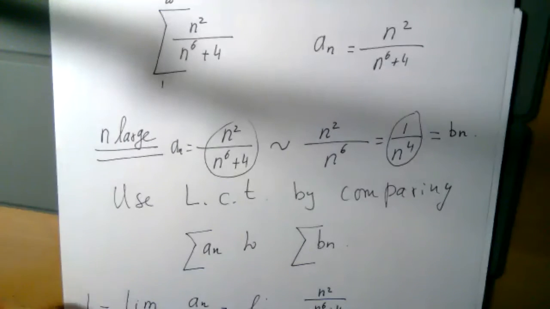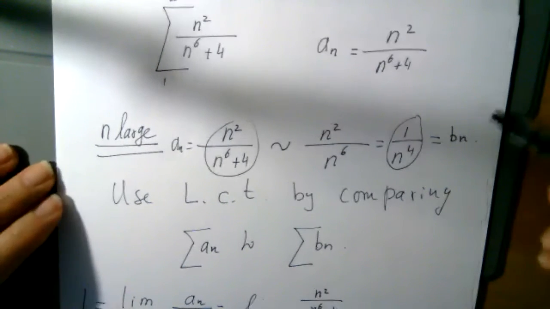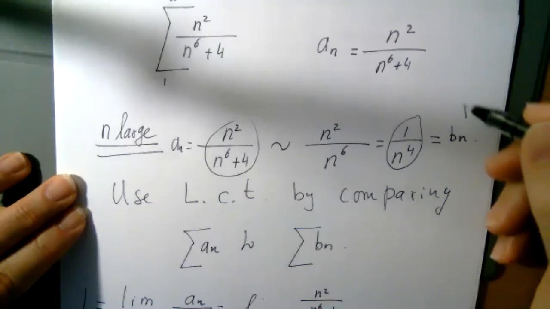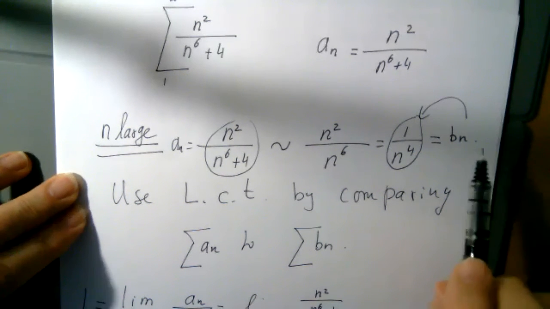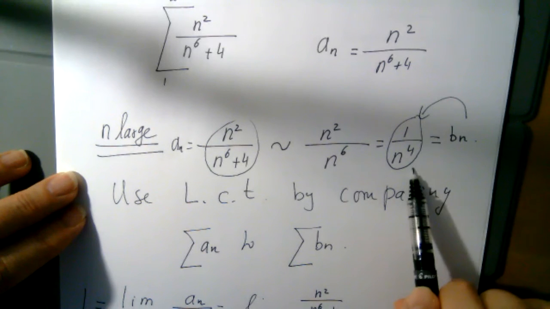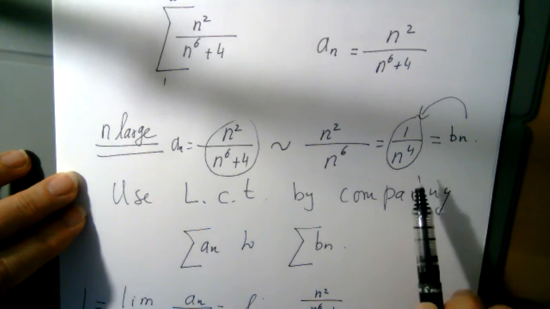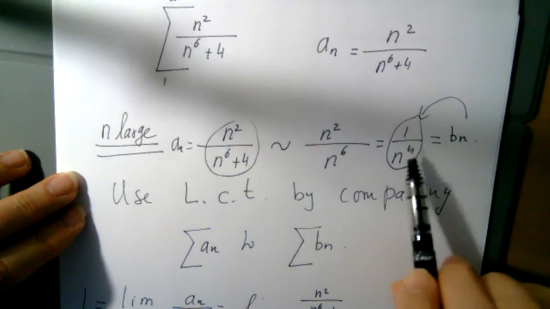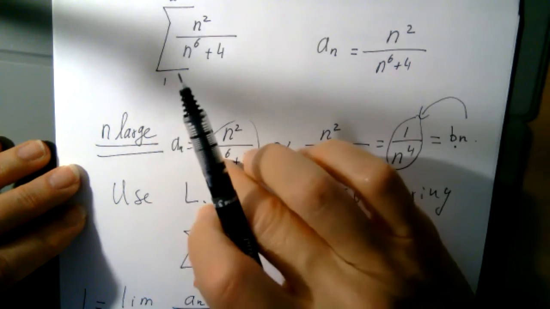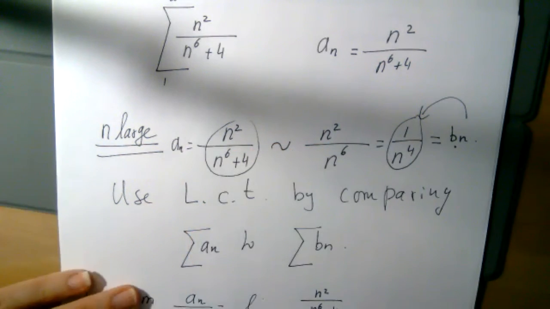But now, in my series here, do I know the behavior of sigma b_n? Sigma b_n is sigma 1 over n to the 4. That's a p-series with p equal to 4. It means sigma b_n converges. The limit comparison test tells me in this case, sigma a_n will have to converge.